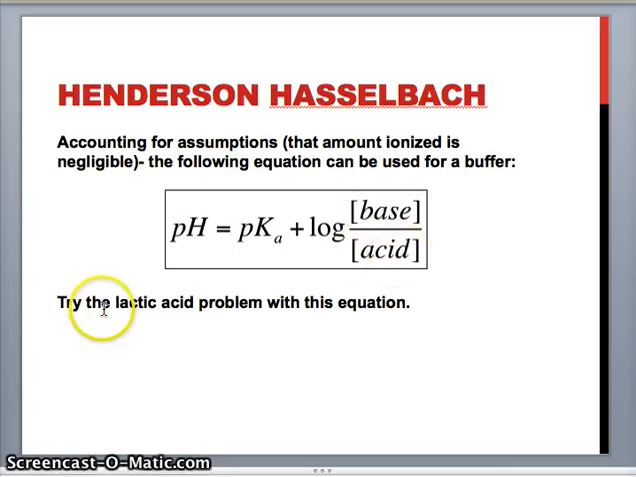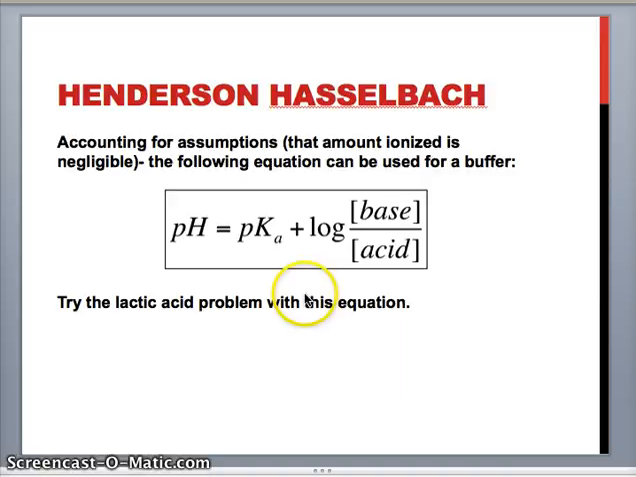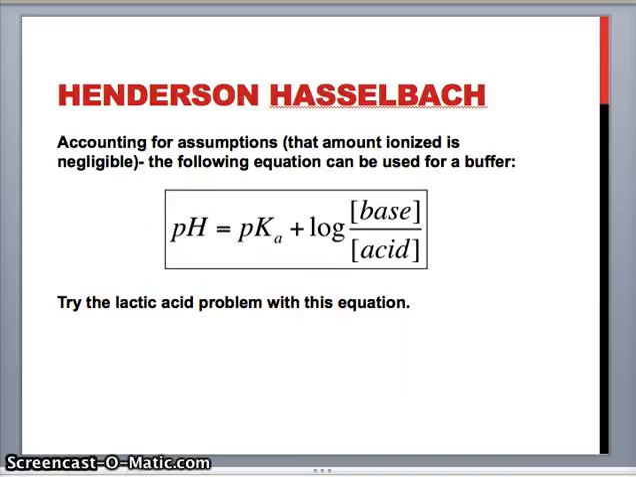So we can do this lactic acid problem that we just did the long way with our ICE table using this equation. So go ahead and try doing that, and you should still get a pH of 3.77. I'm not going to walk through that right now, but we can check in at the beginning of class to make sure using this equation is smooth, and we'll look at some more examples.